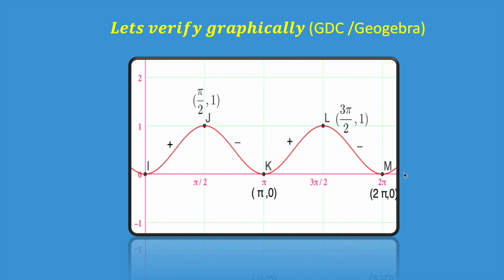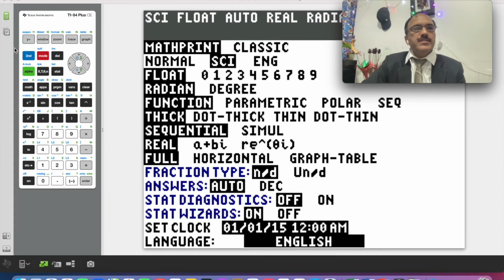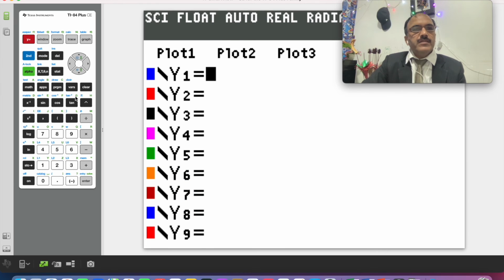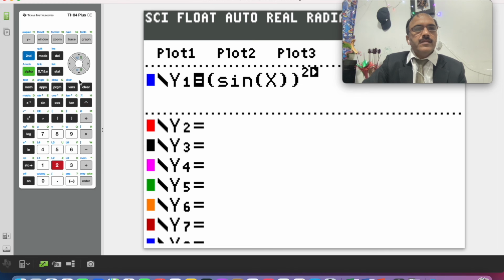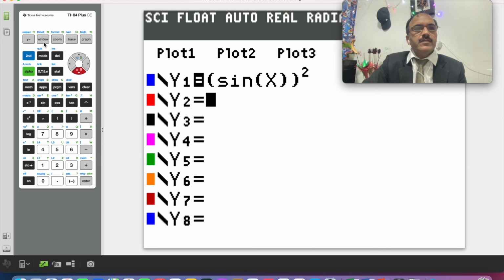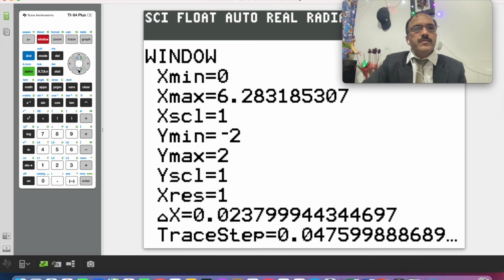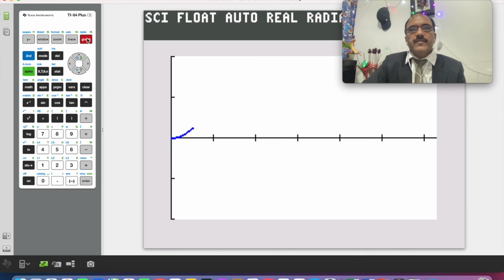Let's see with the help of the GDC. With the help of the GDC, now, the nature of the stationary points for the curve y is equal to sin squared x. First plug in the curve y is equal to sin squared x. So we can use the brackets for the sin squared x. So sin x, close the bracket, whole square. Then go to window and we can adjust the window. Minimum value 0, maximum value we need 2 pi. Then y minimum negative 2, maximum 2. So therefore we can see the graph of the curve.